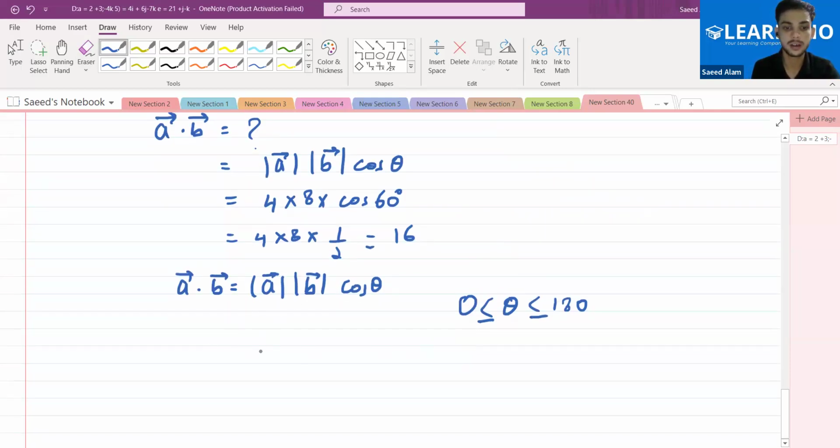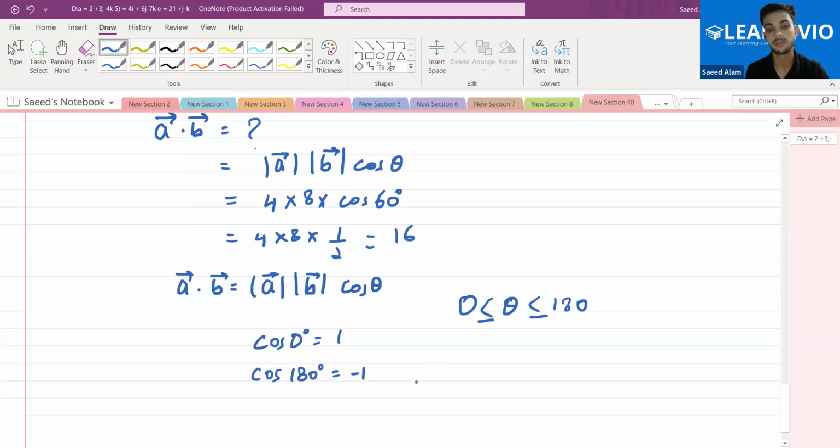Sir, what is the value of cos 0? Athiya, tell me. 1. And Rasha, tell me what is the value of cos 180? -1. Okay, Athiya, I told you all these trigonometric ratios in the last classes.